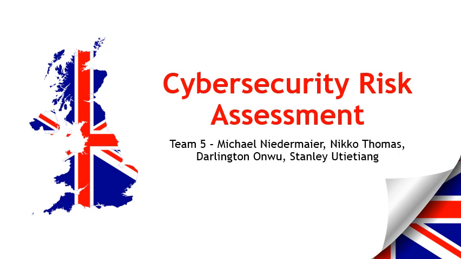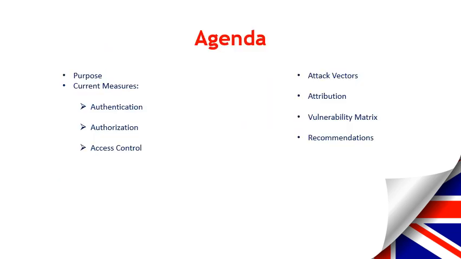This is the Cybersecurity Risk Assessment from Team 5 on the United Kingdom. The agenda for this Cybersecurity Risk Assessment will follow the purpose, current measures which include authentication, authorization, and access control, then vulnerabilities and threats, attack vectors, attribution, vulnerability matrix, and recommendations.